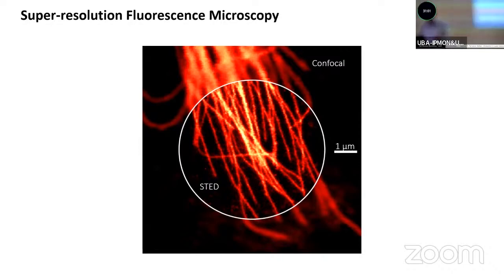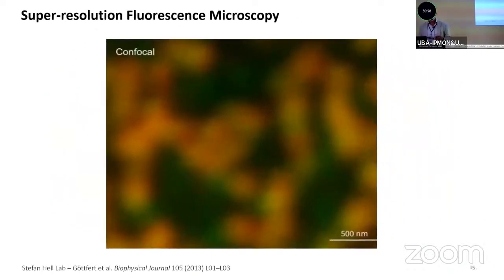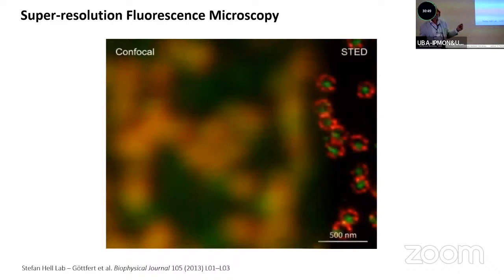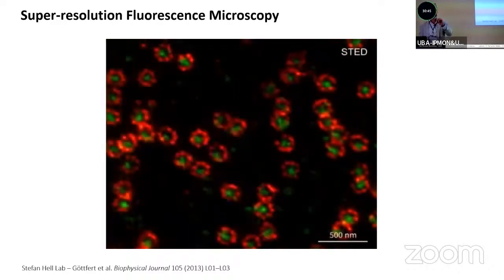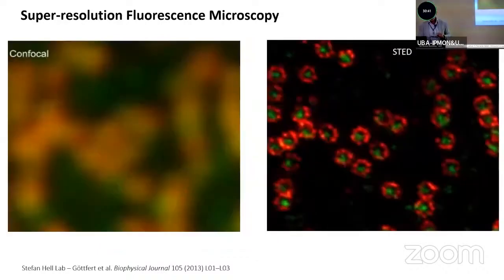So you see more. Here you see another example of nuclear pore complexes. This is an example from the lab of Stefan Hell. This is a diffraction limited image of a nucleus membrane. And now if you apply STED, this is what you get. You start seeing the nuclear pores, how proteins are organized in space with high detail. Here you see a comparison. So you see much more.